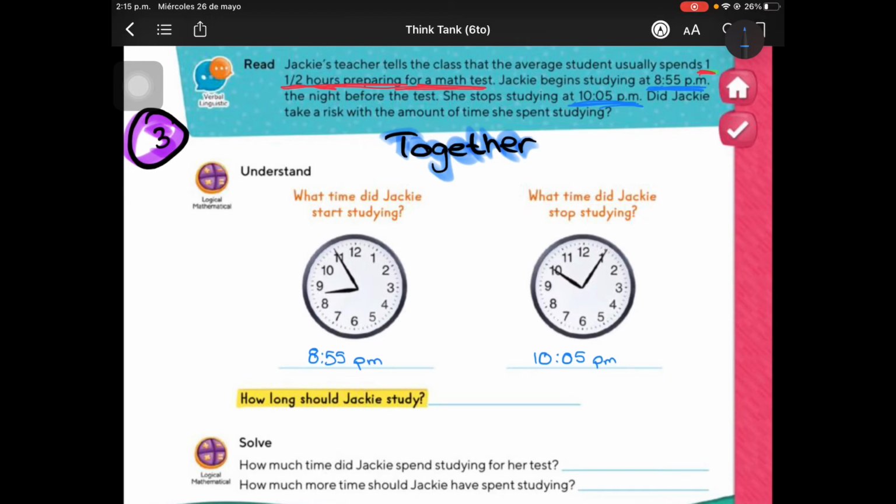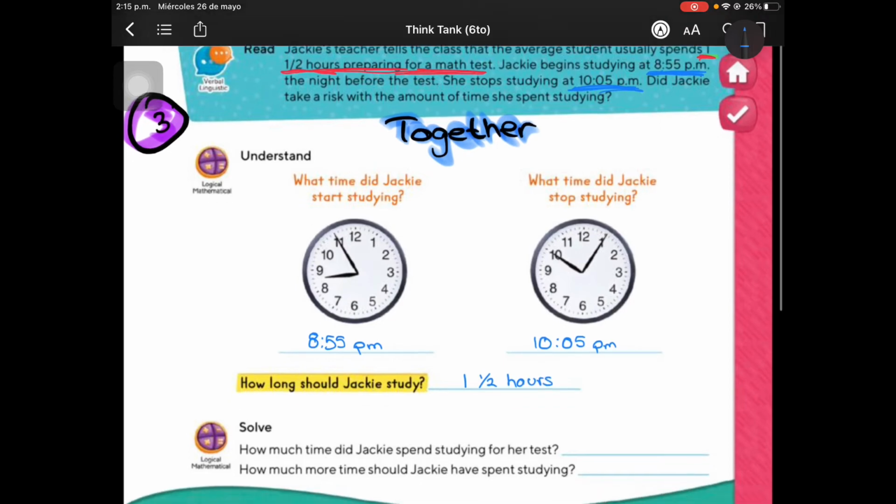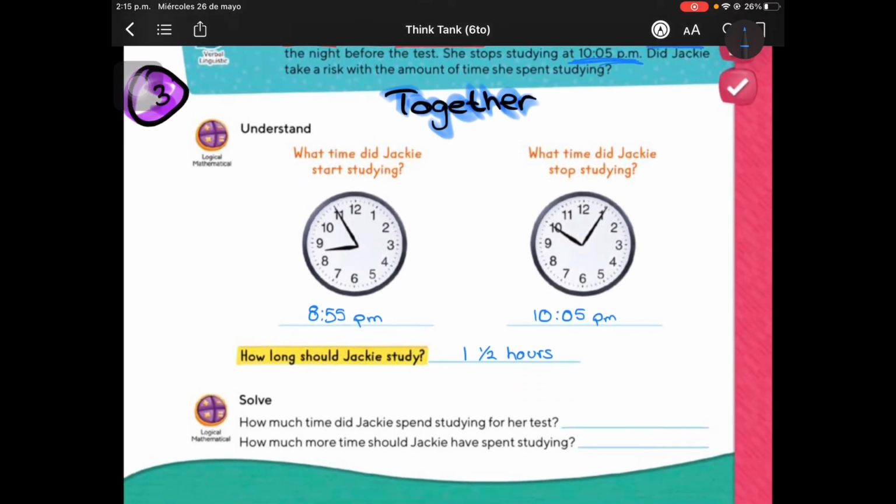First open question. How long should Jackie study? The teacher said that she should study for at least 1.5 hours. But how much time did Jackie spend studying for her test? How much time did she actually spend studying? Think of it for just a second, guys. How much time passed between 8:55 p.m. to 10:05 p.m.?